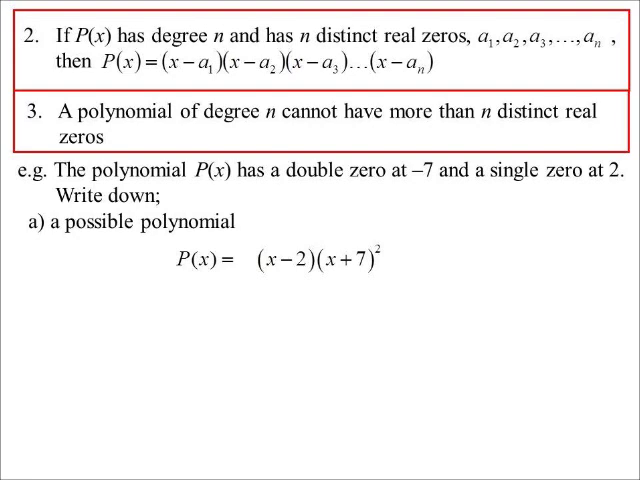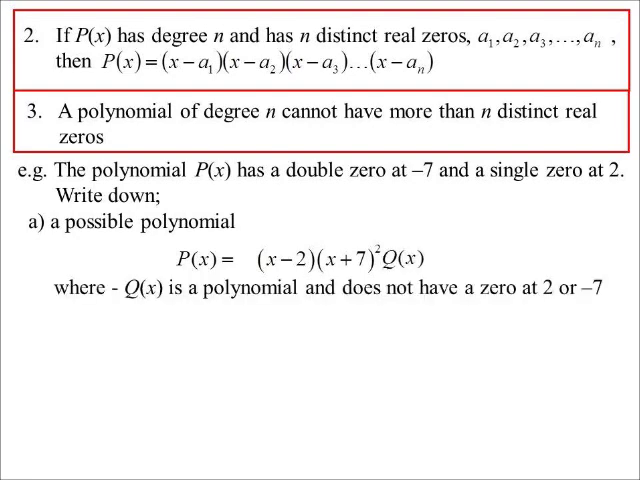It could be times another polynomial. But that other polynomial can't have 2 or negative 7 as a zero. Because if it did, say it had another zero at 2, then we wouldn't have a single zero. Now it would become a double zero. So whatever that other polynomial is, it can't have a solution of 2 or negative 7.